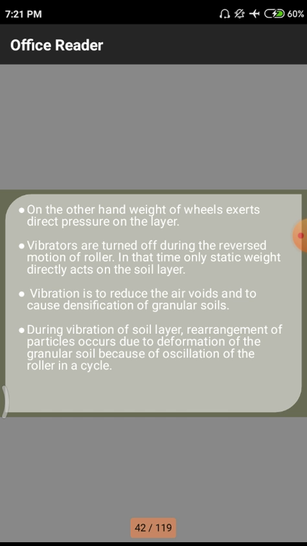Next, during the vibration of the soil layer, rearrangement of the particles occurs due to deformation of the granular soil because of the oscillations of the roller in a particular cycle. Here a cycle means one complete rotation. That means from the starting point to the ending point of the road, we have to give a complete rotation of the roller. Due to this complete rotation with vibrations, there is a complete chance to densify the soil in a short span of time.